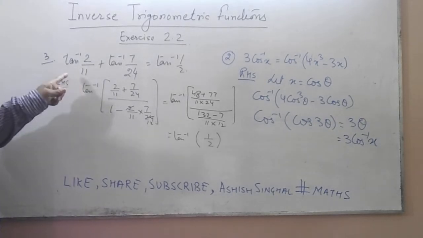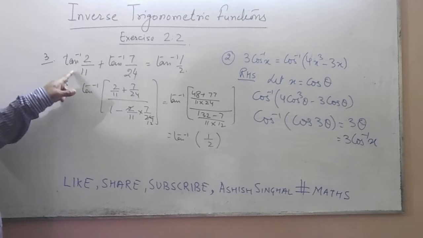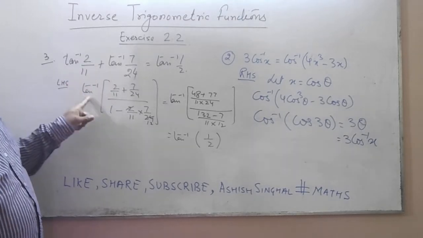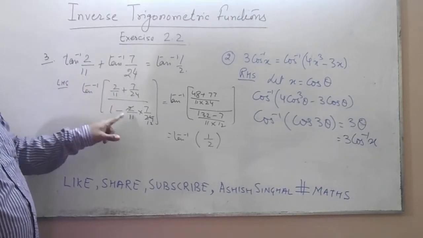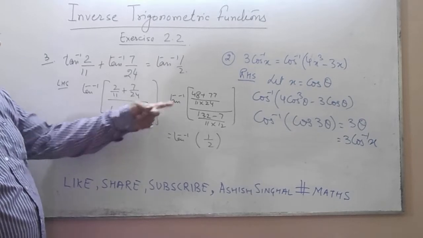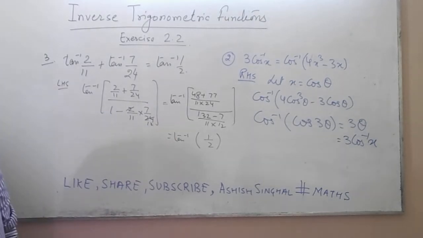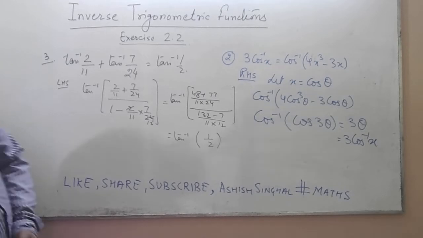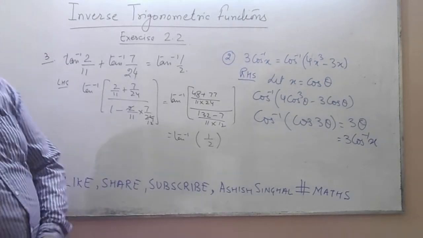So here you can see again, we have used the identity tan inverse x plus tan inverse y: tan inverse of (x plus y) upon (1 minus x into y). On simplifying, we get 1 by 2. Now, moving on to question number 4.